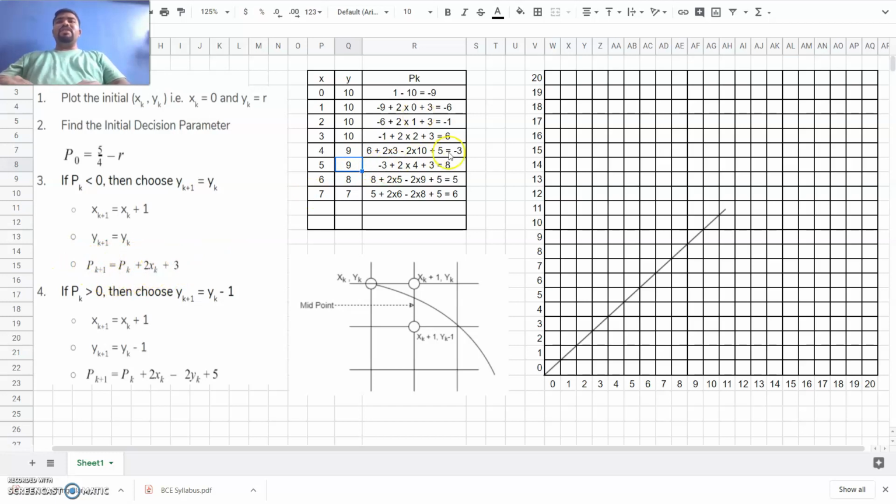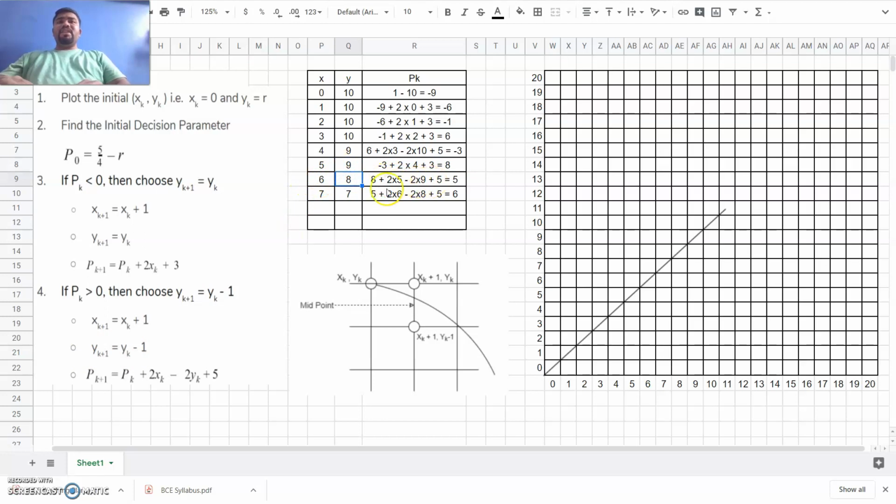So this pk plus 1 is what? Minus 3. That is pk plus 2 into previous x, that is 2 into 4, plus 3, which gives us 8. So it's a positive value. We have to increment both the sides. So obviously x gets incremented by plus 1, y gets decremented by minus 1. So you can see this 9 gets converted into 8.